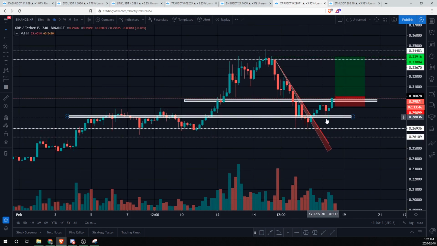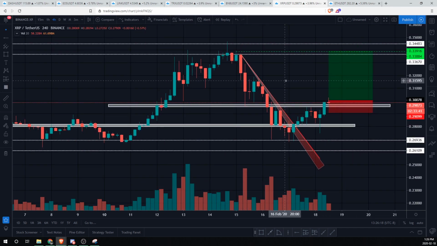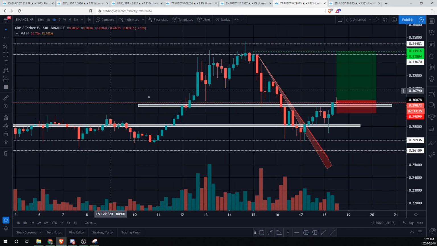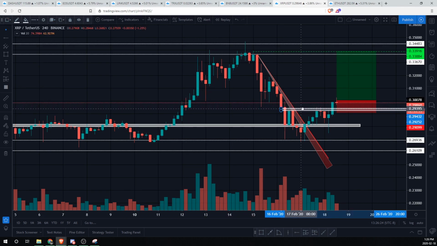So on XRP, we broke above on the 4 hour as well. A lot of these entries were at the 4 hour candle closure, which is a significant candle closure. And then also just looking at the recent price action, we can see we definitely broke this little resistance here, definitely well above. And then we do give it room for the price to pull back.